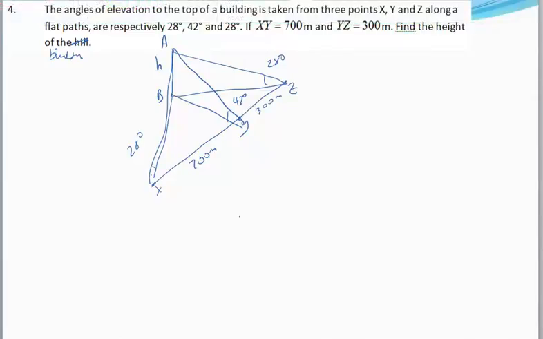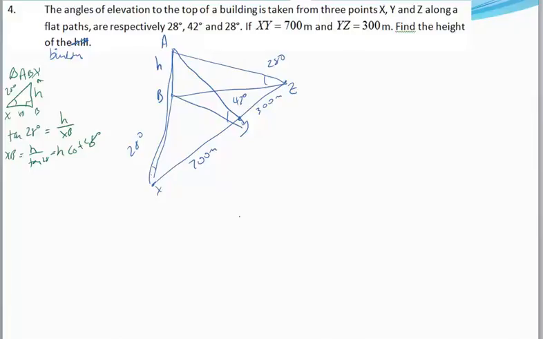So what we're going to do is the same as our other questions. We're going to start by looking at our smaller triangles. If we look at triangle ABX, and draw it up, we've got height, there's our A, our B, our X, it's a right angled triangle. We know this is 28 degrees and this is our length XB. So tan of 28 degrees is equal to H divided by XB. XB is equal to H divided by tan of 28, or H cot 28.